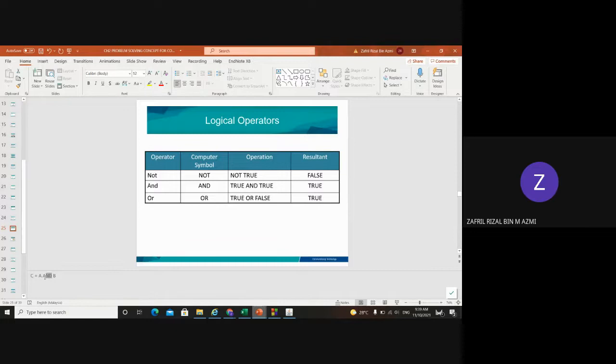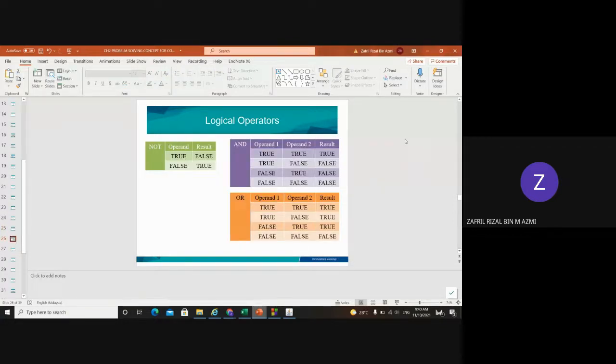What is A or B? A is true, B is false, C is true. OR requires only one to be true, so that C is going to be true. What if A is false, B is false? C is false. False or false, you will get false. Those who are confused, false or false, how can it become true? It cannot.